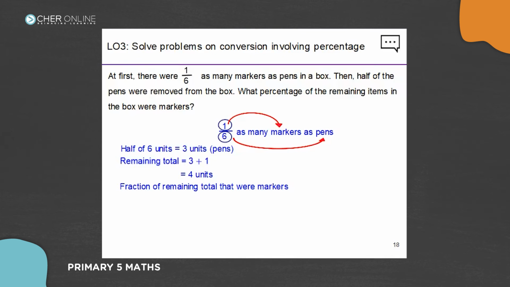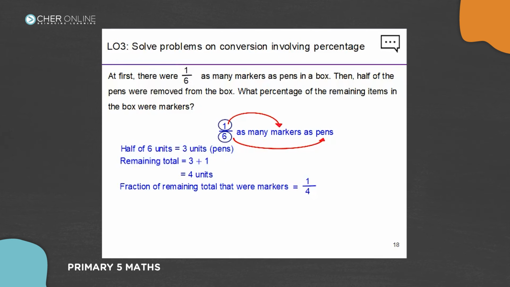So the fraction of the remaining total that were markers will be 1 out of 4. Can you see the similarities with what I did in the previous question? I need to find the total. And what total? The remaining total in this case. Make sure you are using the correct total, because at first there were more than that. There were 6 units of pens and 1 unit of markers, but in the end there are only 4 units in total.